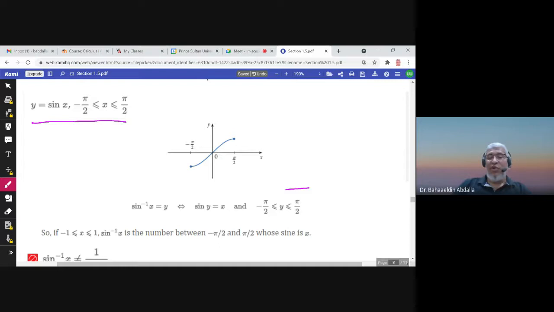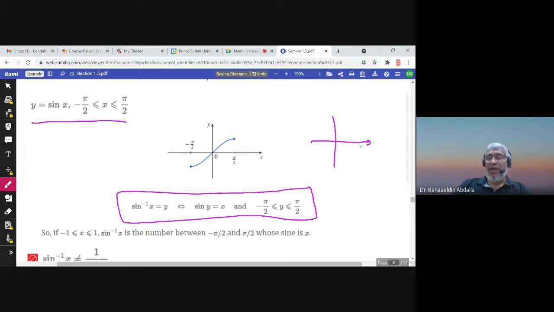This definition will work only if the domain of sine, which is in this case y, because y is the input of sine, is from negative pi over 2 to pi over 2. To remember this, if you graph an angle, you go negative pi over 2 in this direction and pi over 2 in this direction. So this is the domain of sine, from negative pi over 2 to pi over 2. First quadrant and fourth quadrant are there.